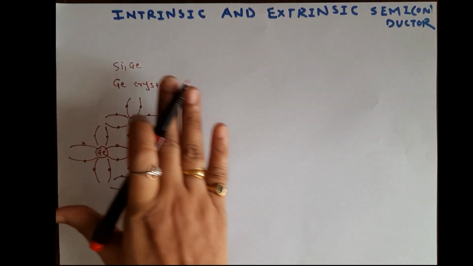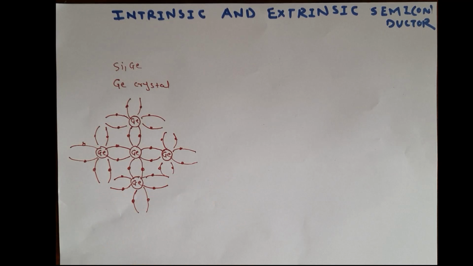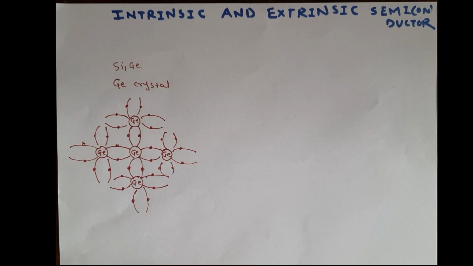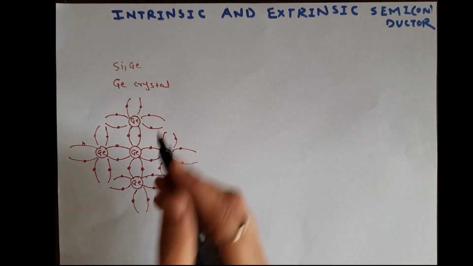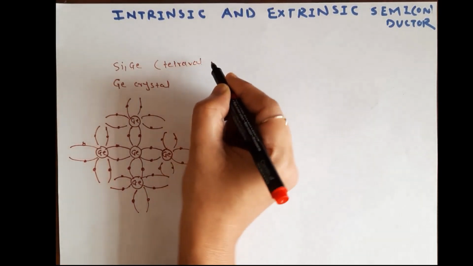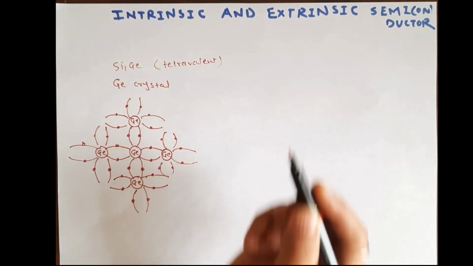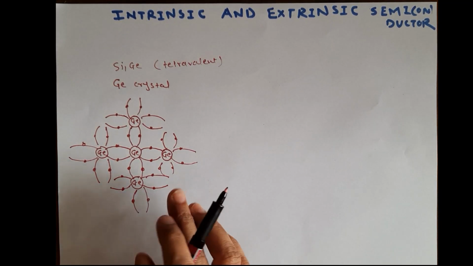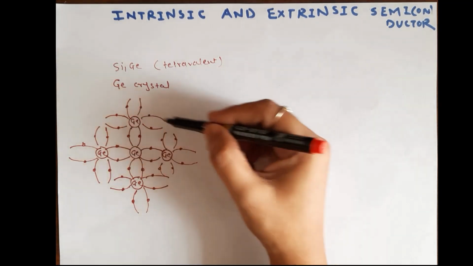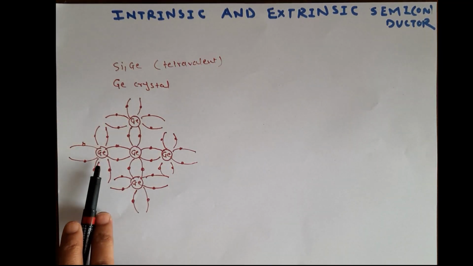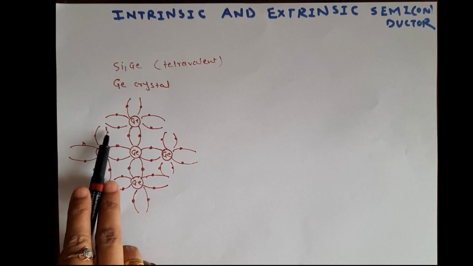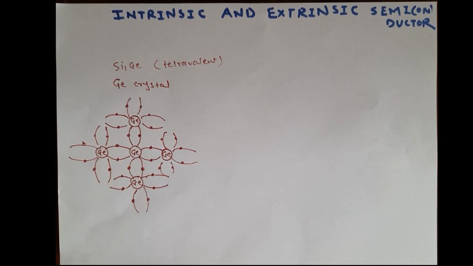Now we will see this is a structure of germanium crystal. In this case, every atom is a germanium atom. Silicon or germanium are tetravalent, so they have 4 valence electrons in their outermost orbit. If you observe in this figure, each germanium forms a covalent bond with its neighboring germanium atoms.